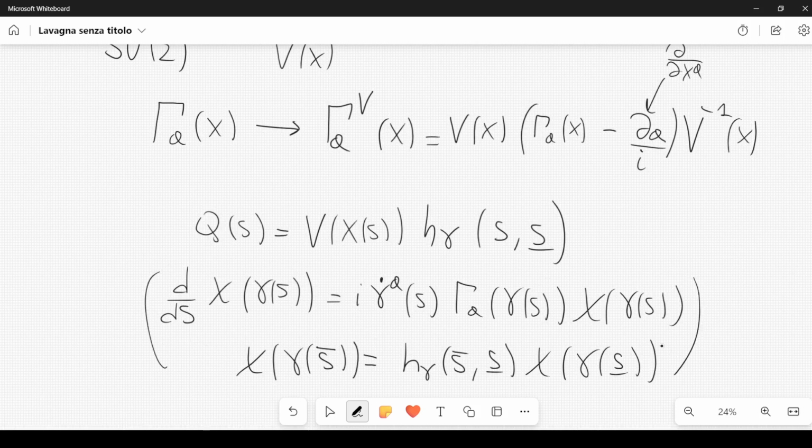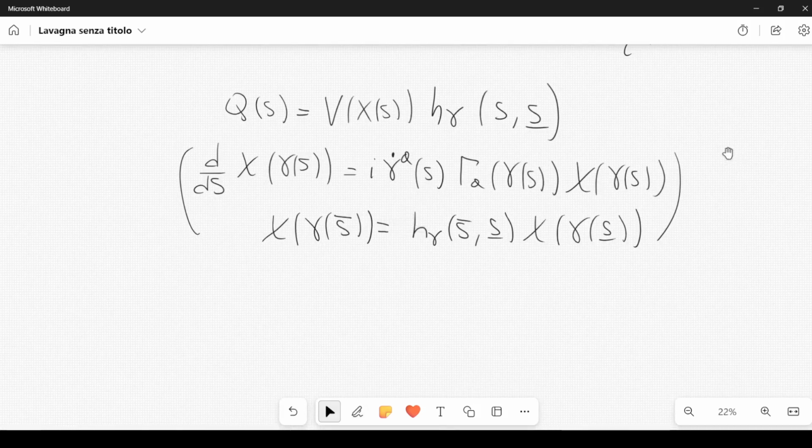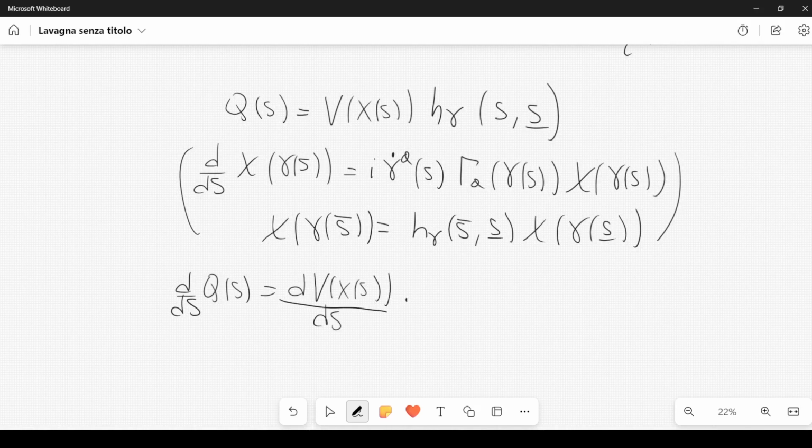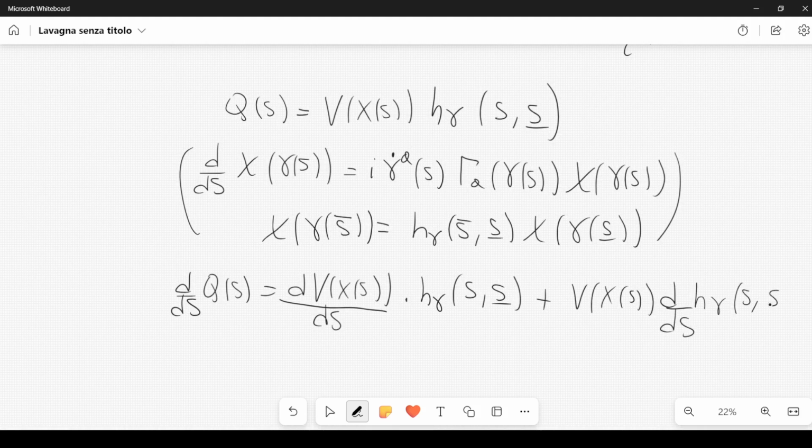But now we are not going to consider these two equations here. We will start from this expression, and just take the expression for granted at the moment. It is just an expression. So you have the holonomy, and here we have this unitary transformation. We calculate the derivative with respect to s of q of s, and this can be written in the following form. This is just the derivative of v of x of s with respect to s multiplied by h sub gamma of s underlined, plus v of x of s, and then we take the derivative with respect to s of h sub gamma of s underlined.